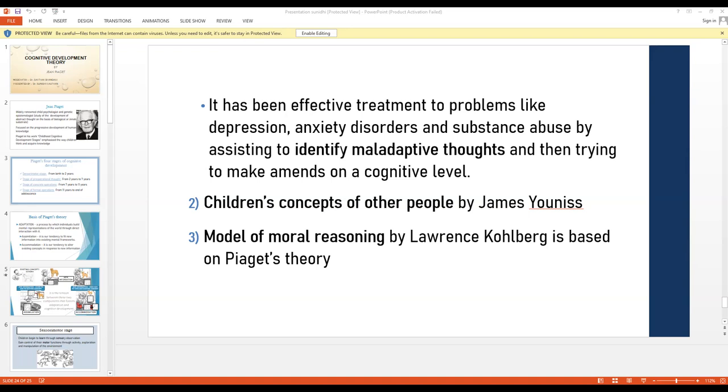Piaget divided cognitive development into four stages: from birth to 2 years, the sensory motor stage; from 2 to 7 years, the stage of pre-operational thought; from 7 to 11 years, the stage of concrete operations; and from 11 years to the end of adolescence, the stage of formal operations.